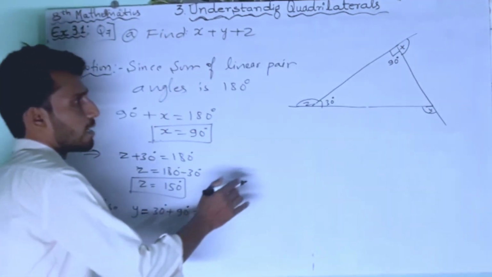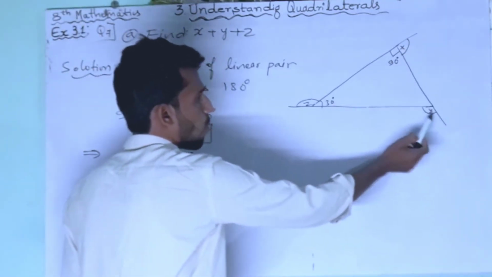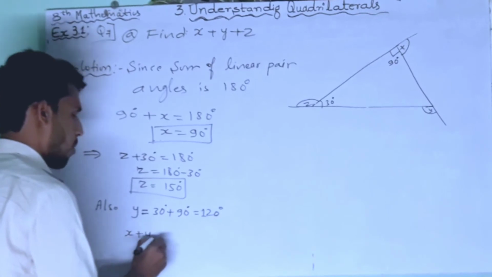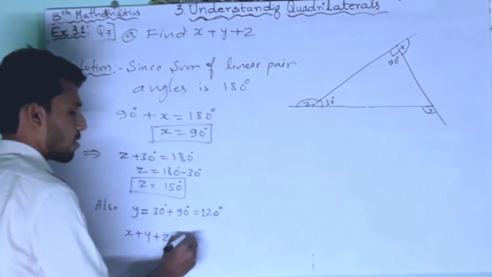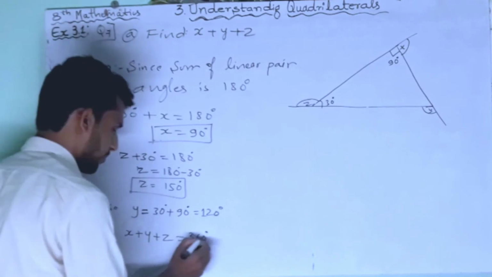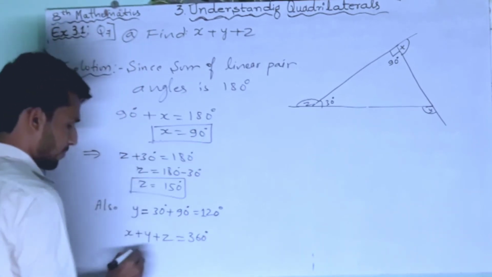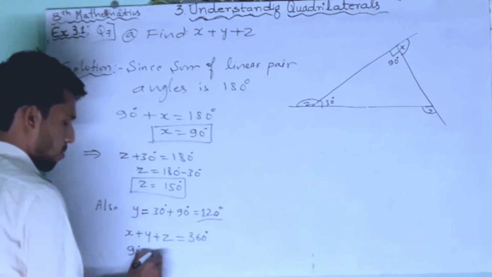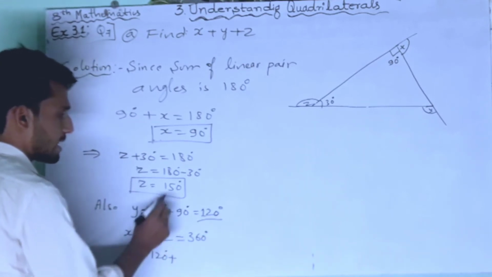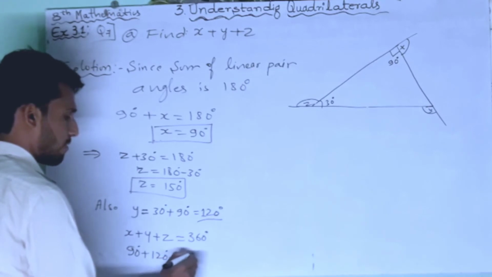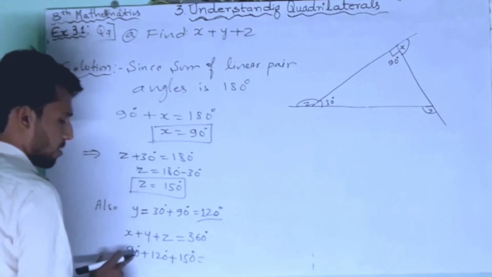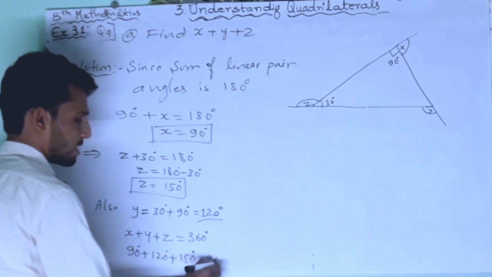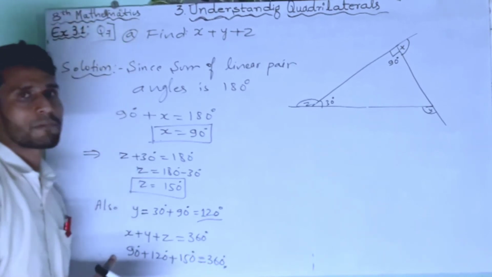Now, the exterior angles. When you add x plus y plus z, it is equal to 360 degrees. The x value is 90 degrees, plus the y value 120 degrees, plus the z value 150 degrees. When you add x, y, z, you will get a total of 360 degrees. This is the solution. So next I am taking the second figure.